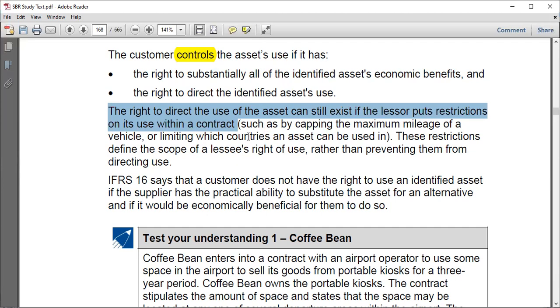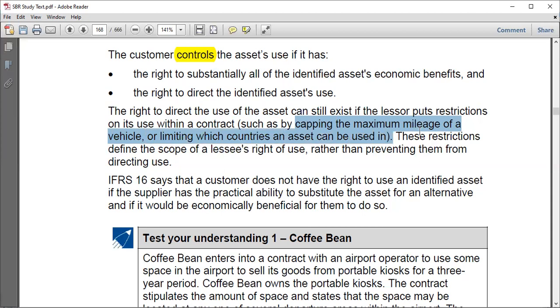There's an example here, such as keeping the maximum mileage of a vehicle. Someone has rented out a vehicle to you and they're telling you that by the time you return this vehicle, you should not have exceeded a certain number of kilometers. That's not prevention of directing use. No, it's just a restriction. Or maybe limiting which countries an asset can be used in. Yes, this is just an example that I gave. These restrictions define the scope of the lessee's right of use rather than preventing them from directing use.